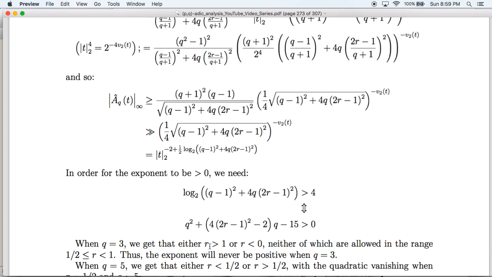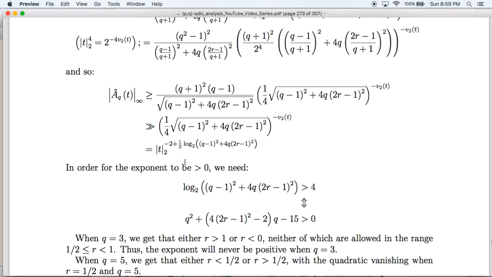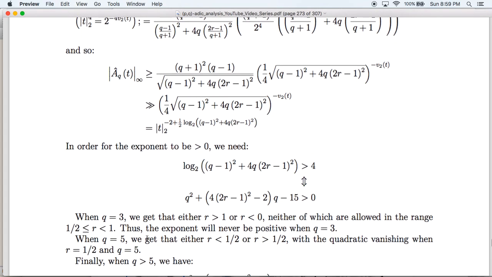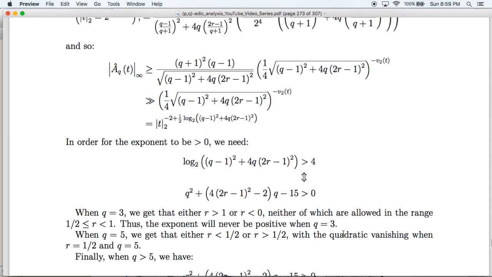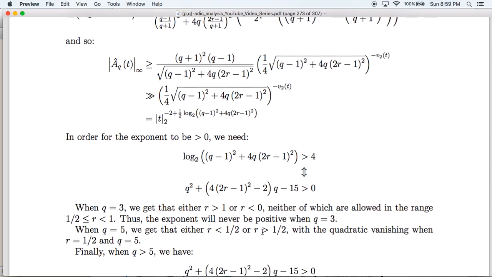we get that either r has to be greater than 1 or less than 0, neither of which are allowed. So what this says is that this exponent will never be positive when q equals 3, because here, remember, r was defined to be between 1/2 and 1. When q equals 5, we get that either r is less than 1/2 or r is greater than 1/2, with the quadratic here vanishing when r equals 1/2. So in this case, provided that r is greater than 1/2, so in other words, for almost all of the t, then this is going to be a positive real number when q is 5, and that proves the divergence, provided that t is doubling bounded by r.